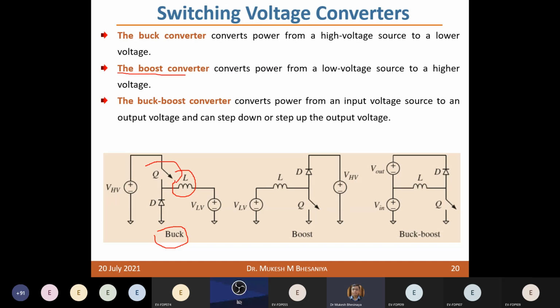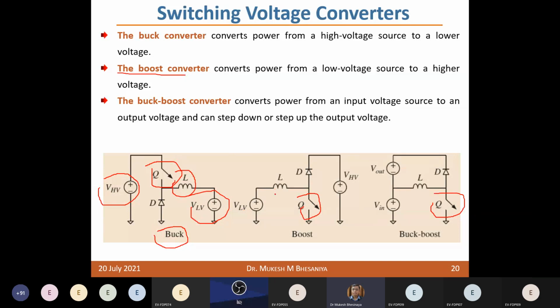These are the simple basic configuration to understand the principle of this converter. And these Q here are the power electronic switches which are used. In this configuration, the input voltage is higher compared to the output voltage, and that's why this is known as a buck converter or a step down converter. The power will be transferred from this HV side to the LV side. If you are using this type of converter for a DC motor, you can regulate the voltage from the input voltage down to the rated voltage of the motor.